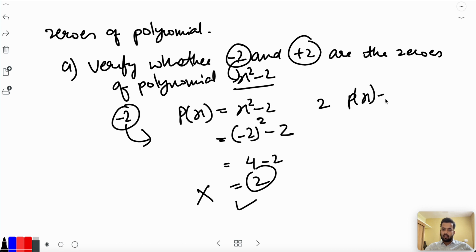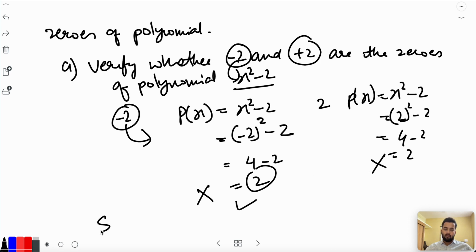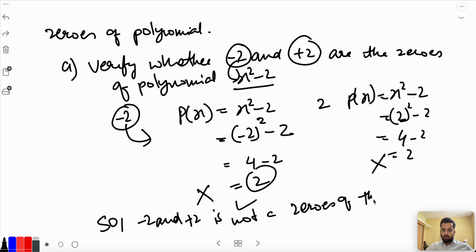Okay, let's check for 2. Again take p(x), the polynomial x square minus 2. Put the value. Again see, we are getting 2 only. So it is again not a zero of the polynomial. So what will we write as the statement? -2 and +2 are not zeros of p(x). p(x) stands for polynomial, okay? If we get 0 only, then that value is a zero of that polynomial.